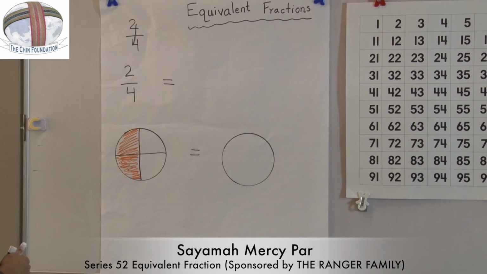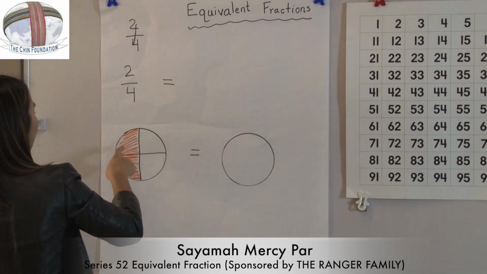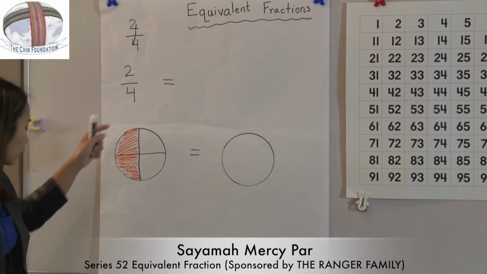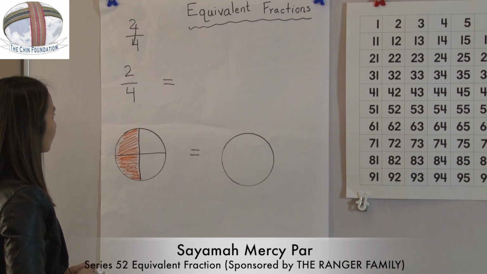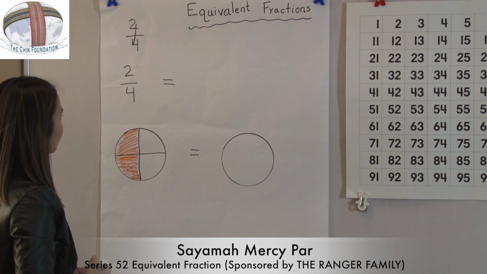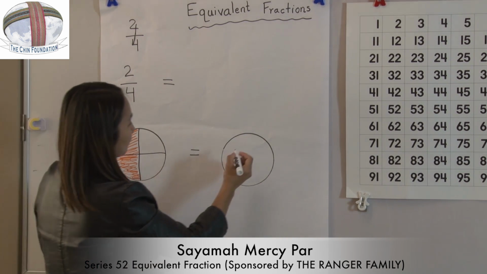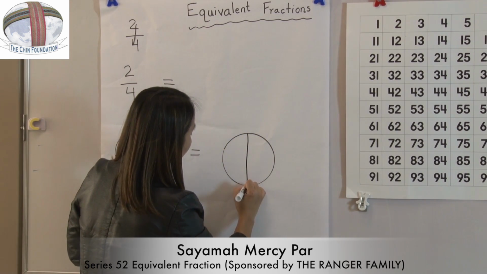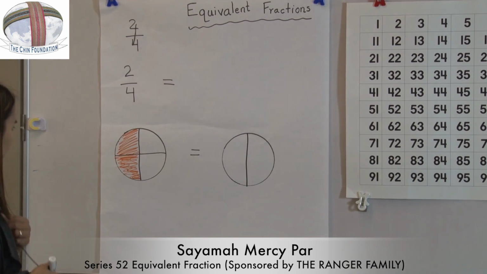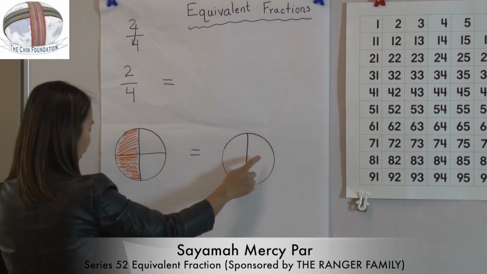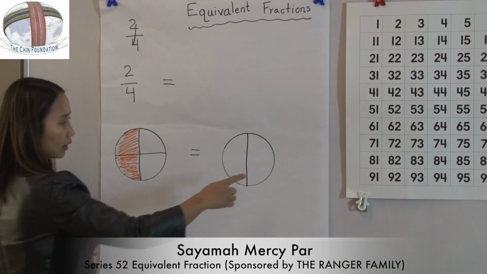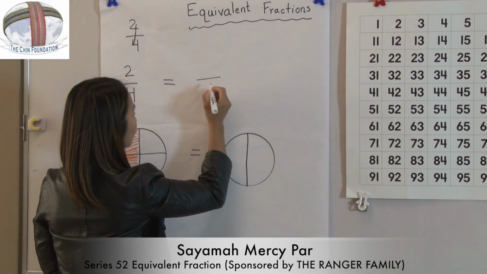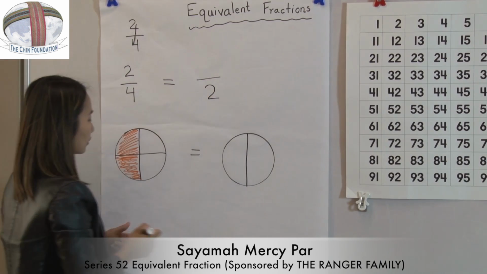Okay. Now we need to think about this is equal with other fraction. Okay. 2/4 is equal with... I will draw first and then we'll write the fraction. Okay, let's do this. How many parts do I have in a whole? 2. Good job. 2. So I will write 2 first.